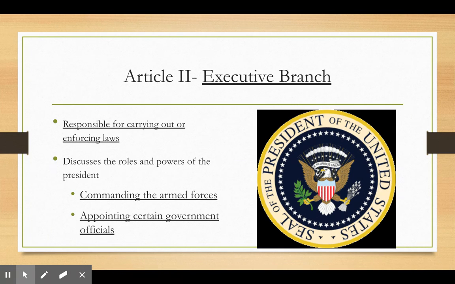You have all these different cabinet departments: the Department of Treasury, the Department of Interior, the Department of Transportation, the Department of Communications, the Department of Labor. All these different branches and cabinet departments really have thousands of people that go out and enforce these laws and regulations that the national government makes. Okay, so Article 2 is the executive branch. Article 1, legislative branch. Article 2, executive branch.